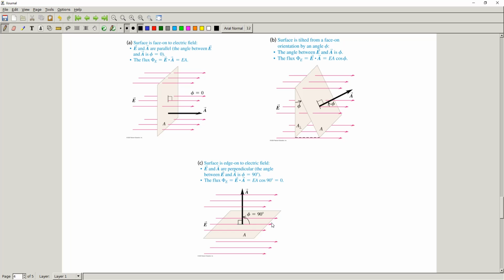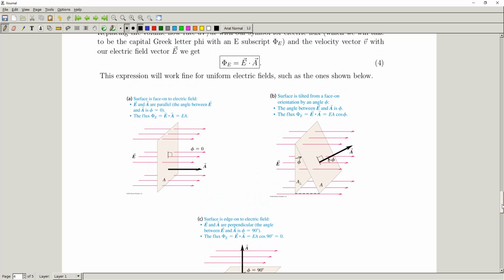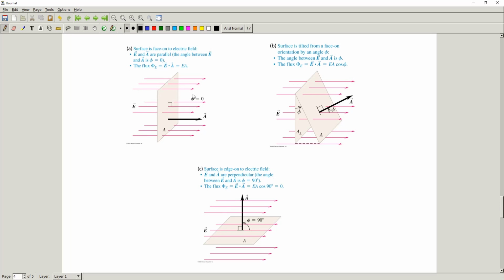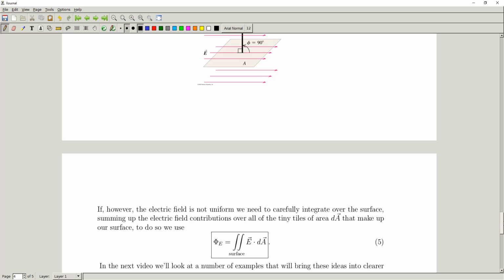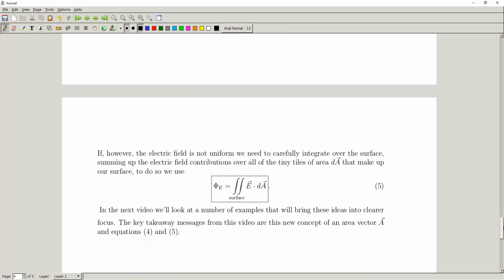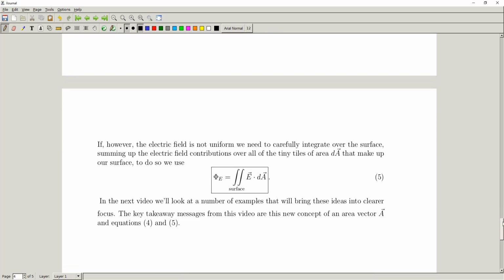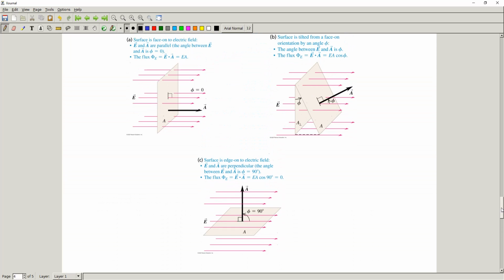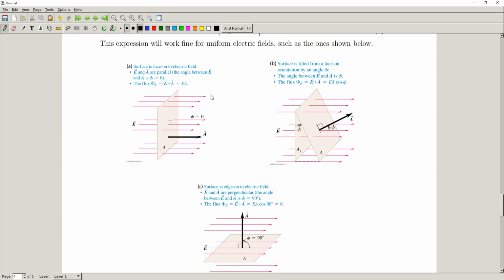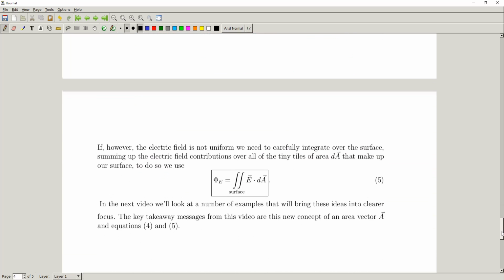Now all this works fine because we have a uniform electric field, right? All these electric field lines are very uniformly spread out here, and so as our surface turns, we know exactly what to do. But let's say we did not have a uniform electric field, right? Say the electric field was somewhat stronger up here, and then it got weaker as we went to the left, and it got stronger as we went down or something, and it wasn't uniform. Then we'd have to be more careful about how we did this calculation, right?